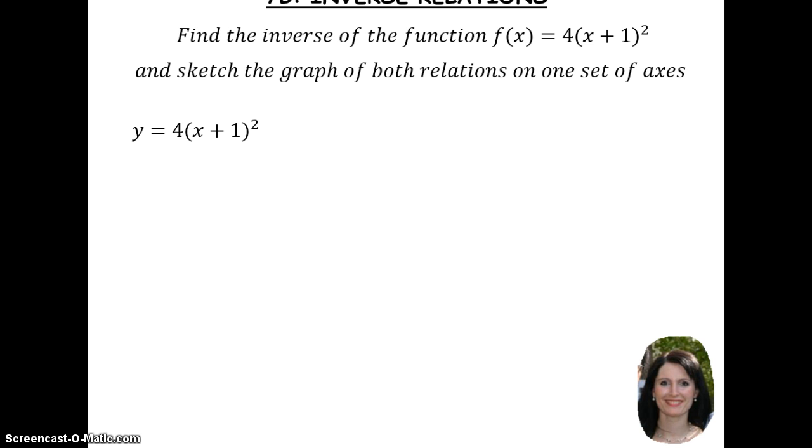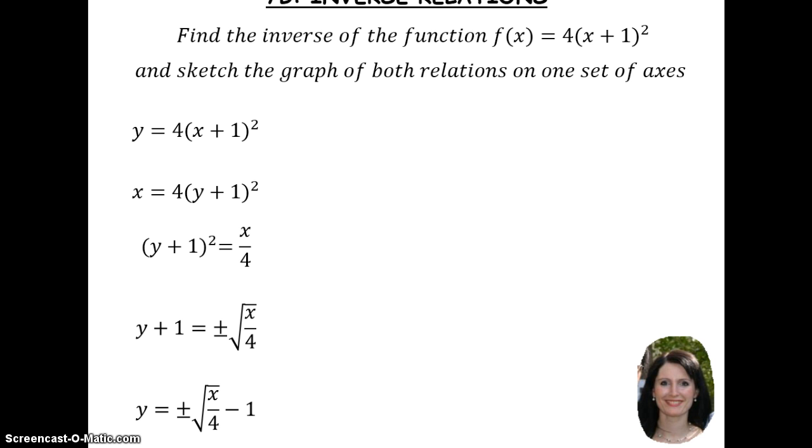Okay, so as usual, in order to find an inverse, we swap the x and y, and then we just solve for y. So what I've done here, I have taken the 4 over the other side. I'm going to square root that. Don't forget that you've got the plus or minus. So plus or minus square root of x on 4 will give you x on 4 when that is squared. So you must remember the plus or minus. And finally, I subtract 1. The way we write that is like that.